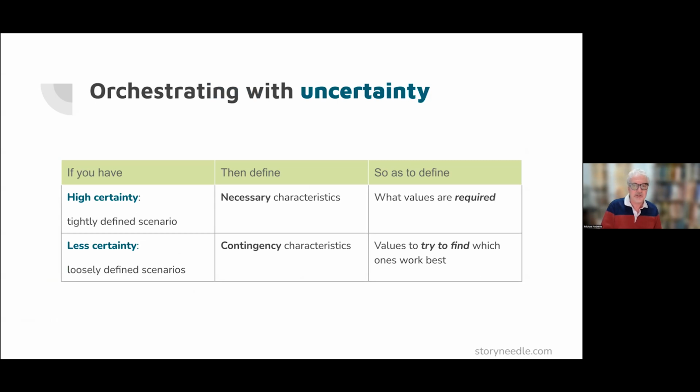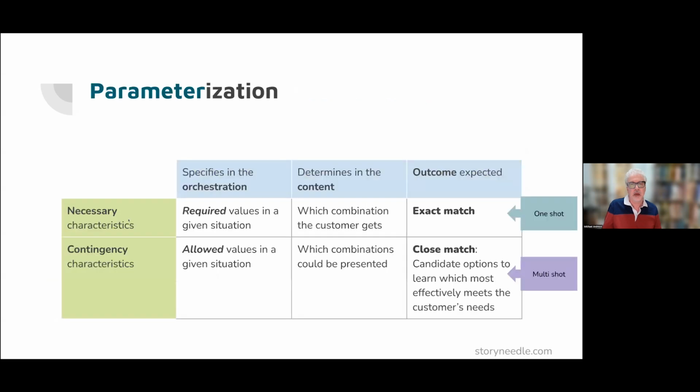So we sometimes have high certainty. We may know exactly who someone is, know exactly why they are there. We just need to give them exactly what they need. So in those situations, we really just need to specify what's required. But in cases where there's less certainty, we need to think about contingencies and what values we want to try to see which ones work best. So this gets into parameters, thinking about different kinds of parameters in orchestration.